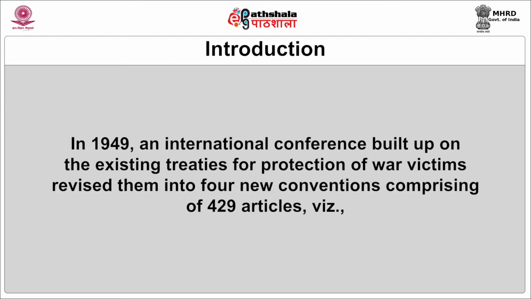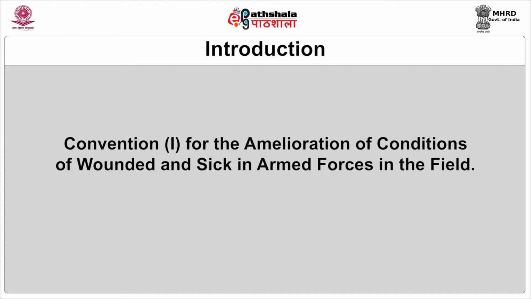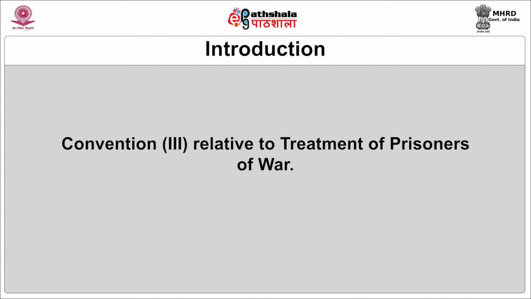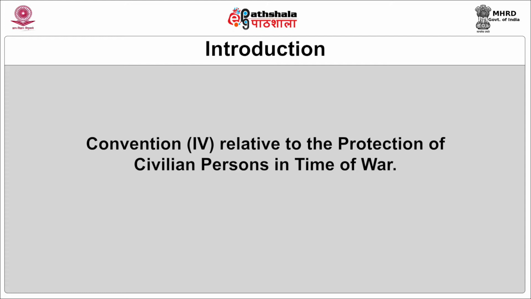In 1949, an international conference built up on the existing treaties for the protection of war victims and revised them into 4 new conventions comprising of 429 articles, viz. Convention 1 for the amelioration of conditions of wounded and sick in armed forces in the field, Convention 2 for the amelioration of conditions of wounded, sick and shipwrecked members of armed forces at sea, Convention 3 relative to treatment of prisoners of war, and Convention 4 relative to the protection of civilian persons in times of war.